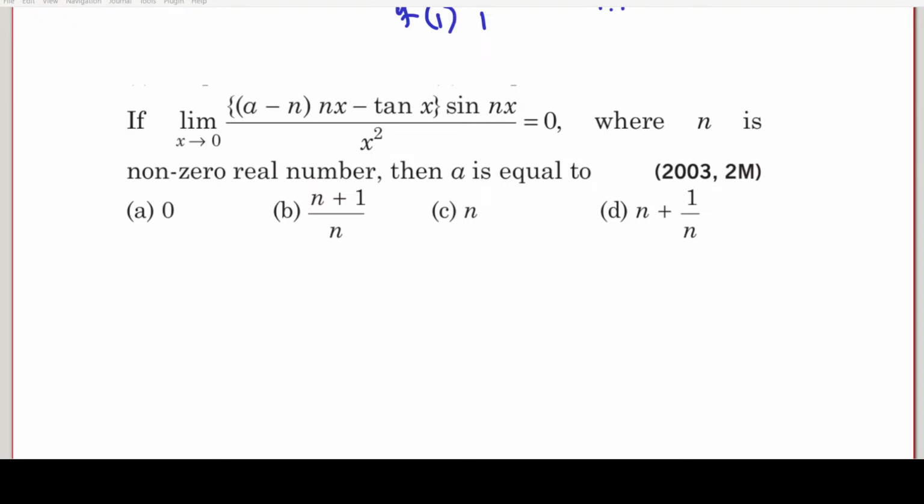These trigonometry limits are actually easy. You just need to get them into sin theta by theta or tan theta by theta kind of form.